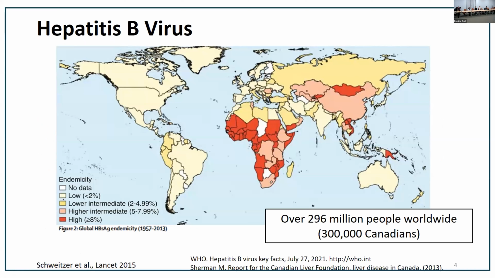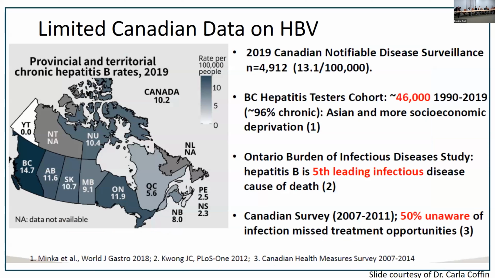It's all good. Okay. So hepatitis B virus currently infects over 296 million people worldwide, and to put the Canadian focus on it, about 300,000 Canadians. You can see with the heat map here the predominance of where some of these higher rates of infection are. And locally, certainly in Canada, we do have limited data. We're not actually so great at capturing all of that information here.